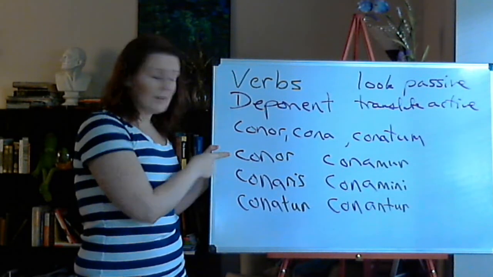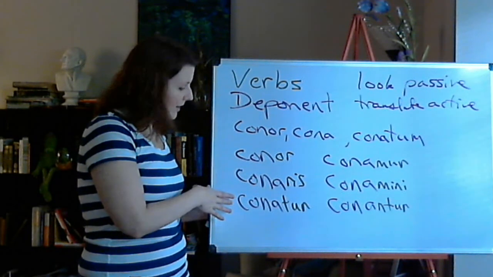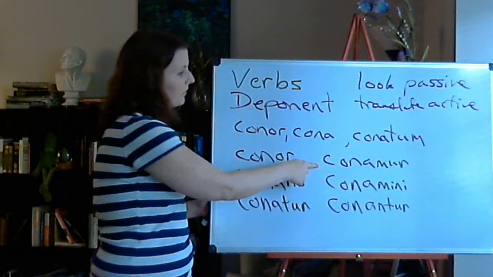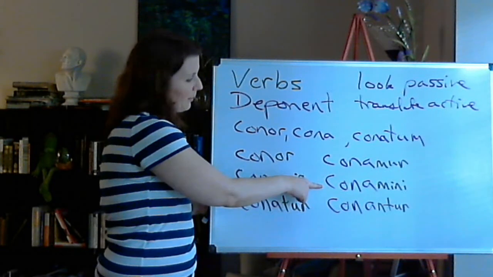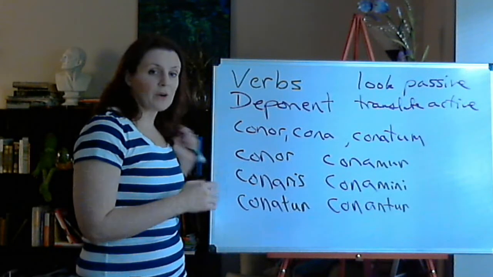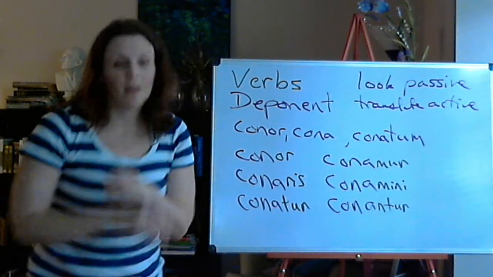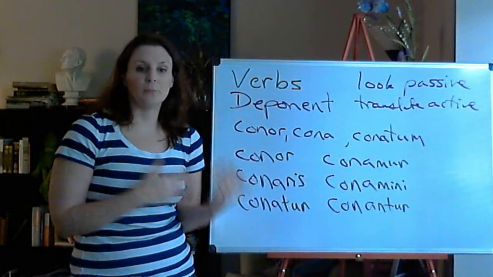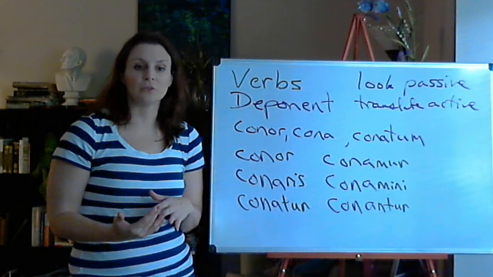I try. Conaris, you try. Conatur, he, she, it tries. Conamur, we try. Conamini, y'all try. And conantur, they try. That is all that happens with deponents. We're going to use passive endings, but active translations for them.